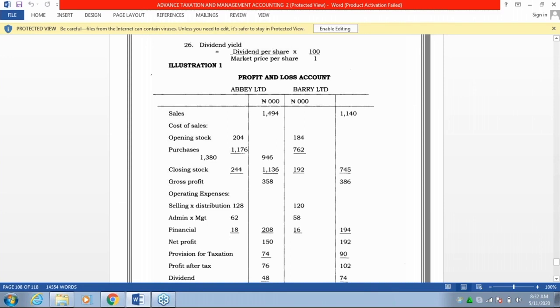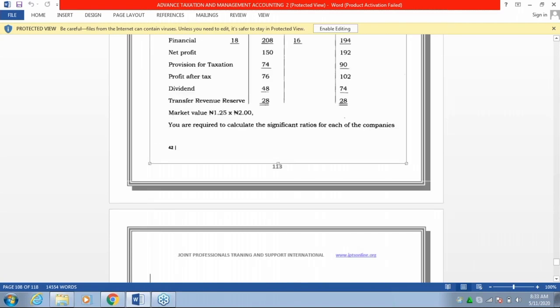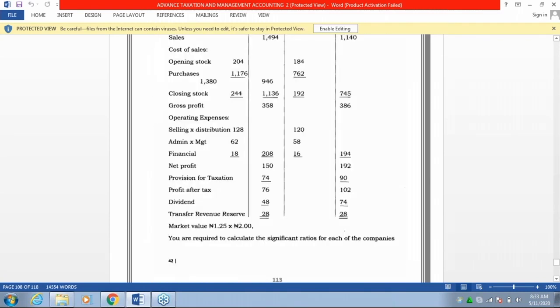When we are talking of the operating expenses, you may not see it in bulk, but you need to look at what are those expenses. Look at the selling and distribution, that is 128. Admin and management, that is 62. Then financial expenses, that is 18. So that means you are using 208 as the value of what? Of operating expenses. You can see net profit, that is 150 and 192 for the preceding year and the actual year.